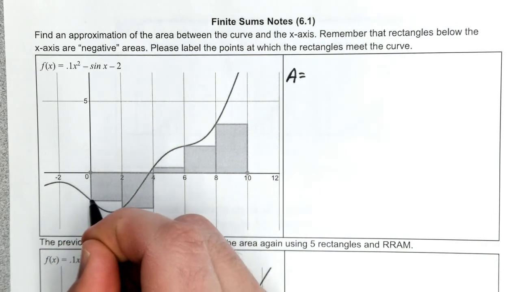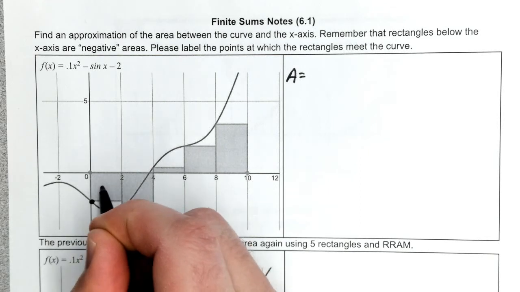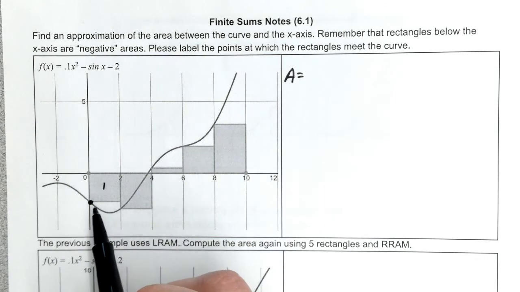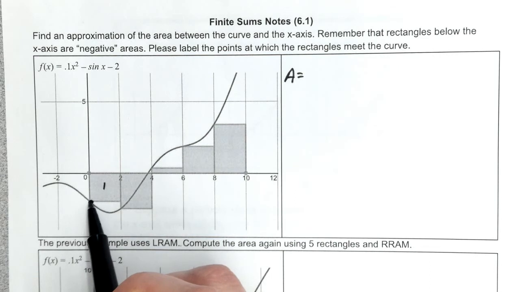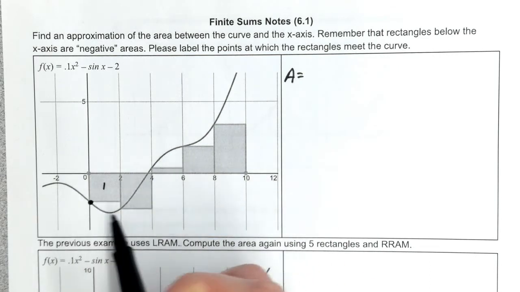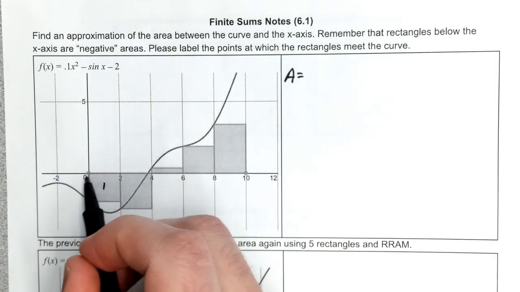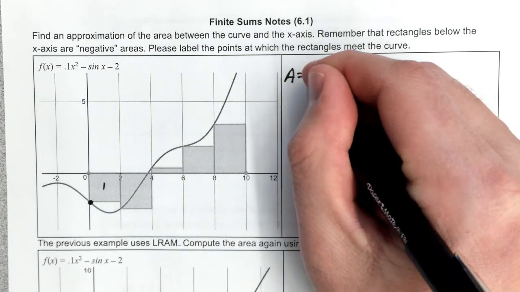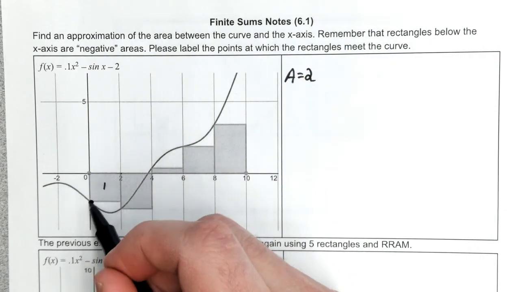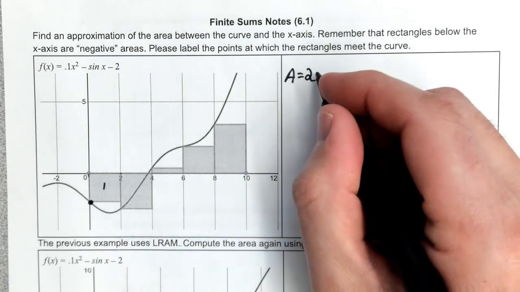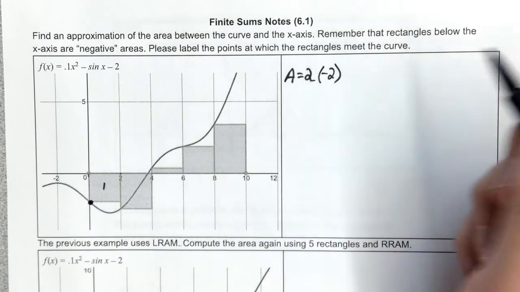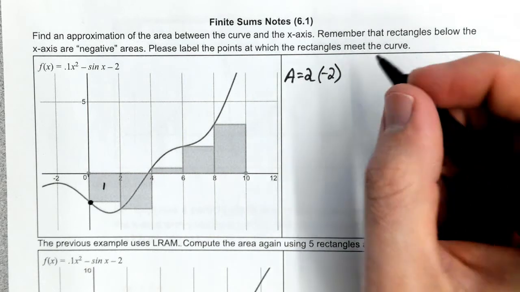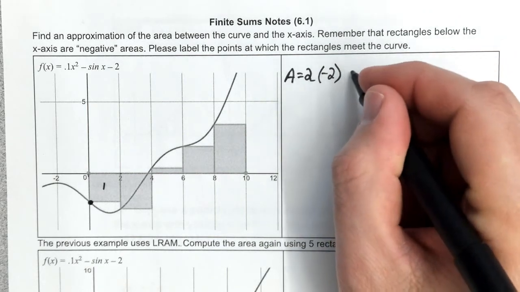Okay, so what is the height of this rectangle? We'll call it rectangle number 1. That rectangle's height is going to be defined by the function value at 0. Okay, so we'll keep that in mind. In fact, we can write it down. The width of it is 2. The height of this right here is -2, so the y value right there is -2. I'll show you an easy way to get these heights quickly in a second.